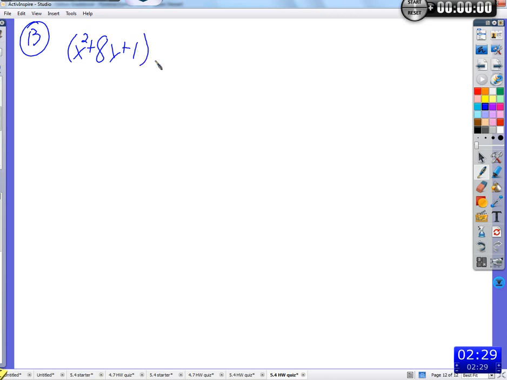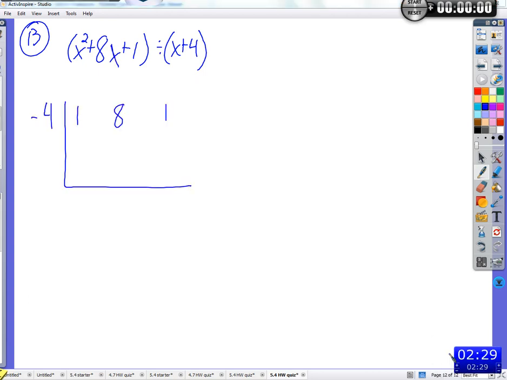Just another practice in using synthetic division. Something different about this one than previous divisions we've done? What's different? There's a remainder that's not 0.